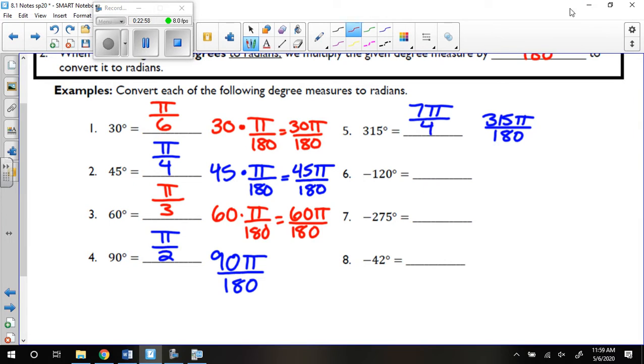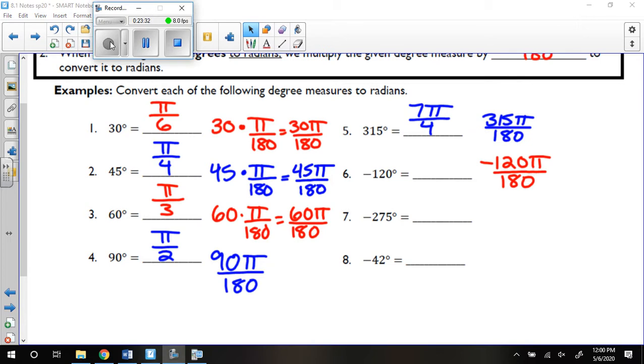Okay, we've got negative 120 degrees, which, y'all, we're going to talk about negative degrees a little bit more in the days to come. Negative degrees just are angles that open up in a different direction than what we're used to. But you can still change them to radians. So we've got negative 120 pi over 180. And 120 over 180 reduces to 2/3. So we've got negative 2 pi over 3.